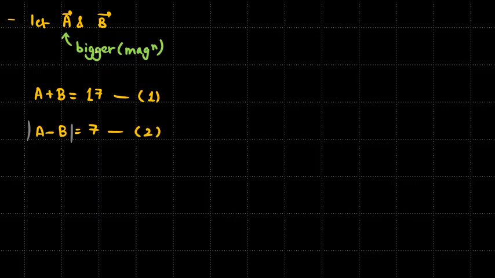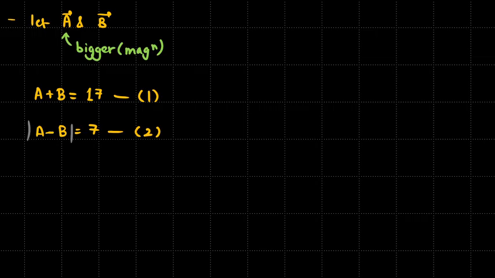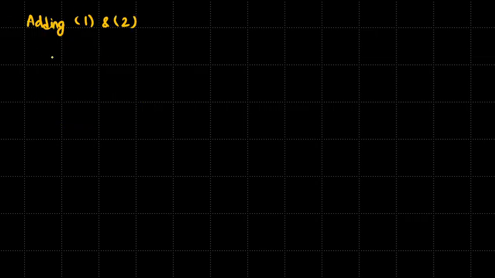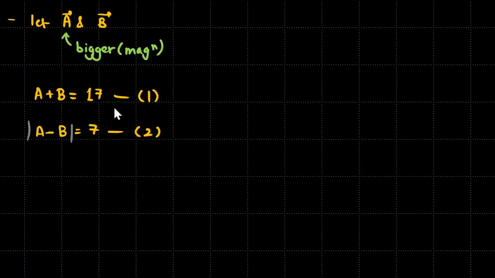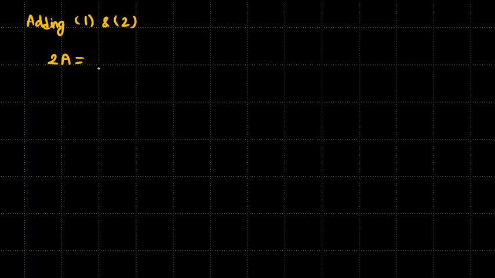So let's just solve this. I don't know if you know how to solve this or not. Well, at least I know. What you do is you literally add them up. So let's do it over in the next page. Adding 1 and 2, you will get A plus A, which is 2A. B minus B is 0, so we don't need to write that.